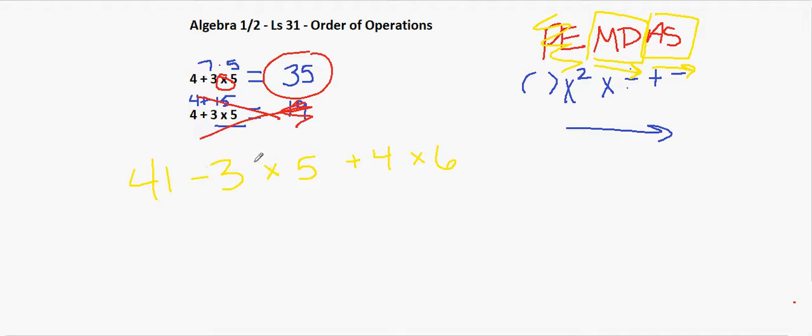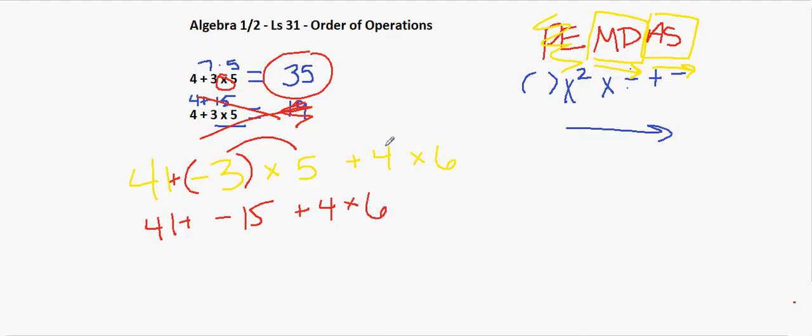I see a subtract operation, a multiply operation, an add operation, and a multiply operation. Where do I start? Multiply. Which multiply? Left to right. Keep the negative. If there's anything I can teach you today, keep the negative with the 3. So it's almost like adding a negative 3 when you multiply by the 5. So negative 3 times 5 is negative 15. Fair? We still have our 41 plus. We still have our positive 4 times 6.